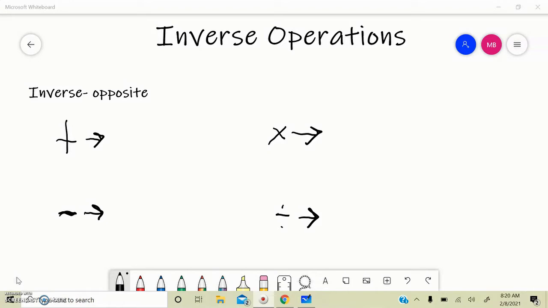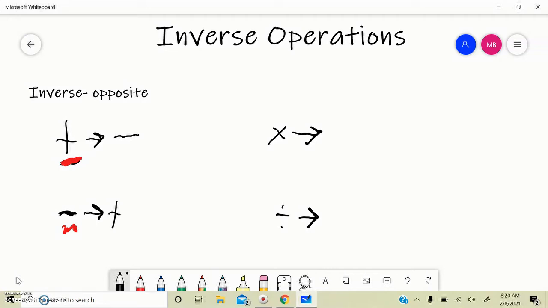So if I have a plus sign in my equation, then I'm going to want to do the opposite operation, which is going to be subtraction. If I have a subtraction sign in my equation, I'm going to want to do the opposite, which is addition.